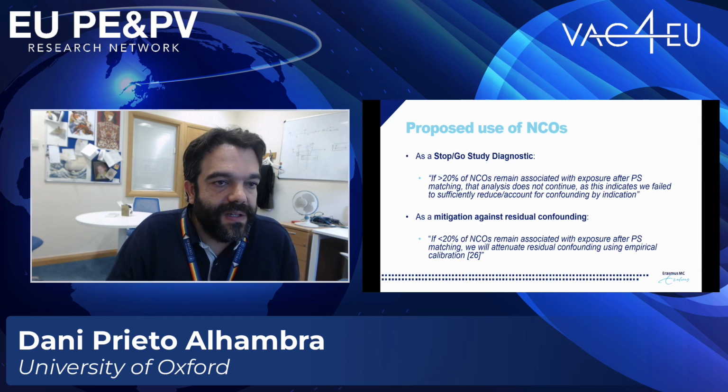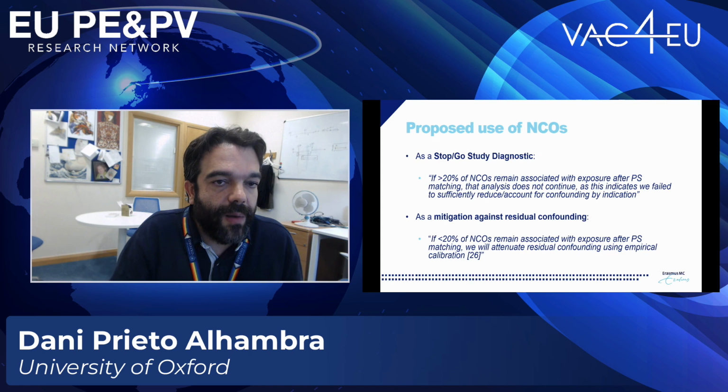There are, of course, lots of papers on this topic, and you have to imagine that basically what we do is we draw information from the distribution of the association with the negative control outcomes, and we use that to recalibrate the observed estimates.